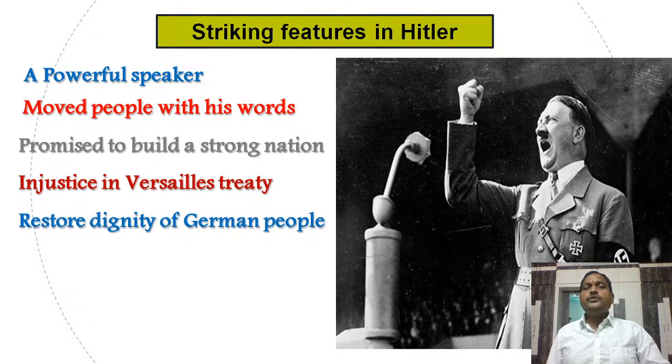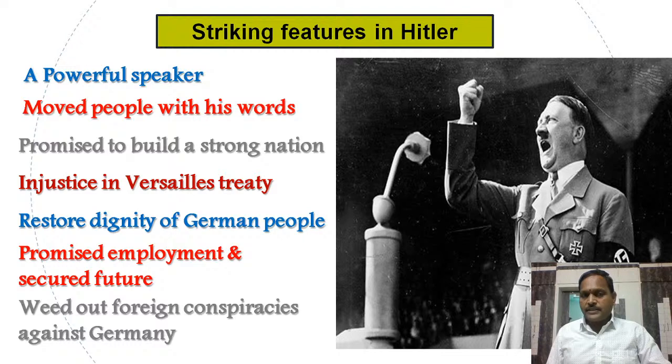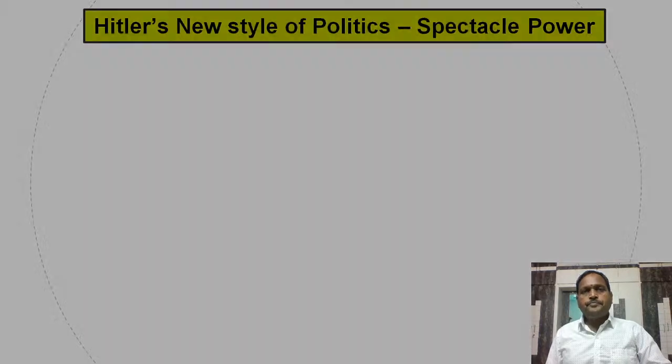Next, he would restore the dignity of the German people. He promised this to all the Germans: I will restore the dignity of the German people. Next, he promised employment and a secured future for the German people. With these promises, all the German people were mesmerized in this crisis situation. He also promised he would weed out the foreign conspiracies against Germany. Those who planned the decline of Germany, he would see their end. That promise was given by Adolf Hitler in Germany.